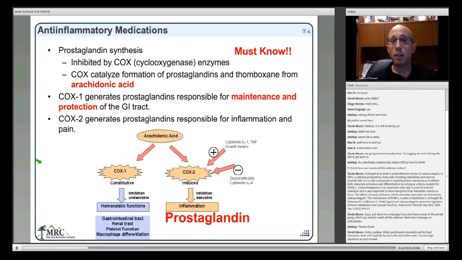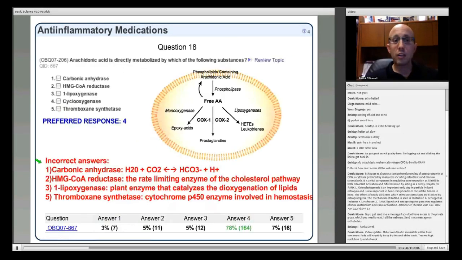COX-1 generates prostaglandins responsible for the maintenance and protection of your GI tract. And COX-2 generates the prostaglandins responsible for inflammation and pain. So if we go back to the question, question 18, arachidonic acid is directly metabolized by which of the following substances? Correct answer is 4, cyclooxygenase.